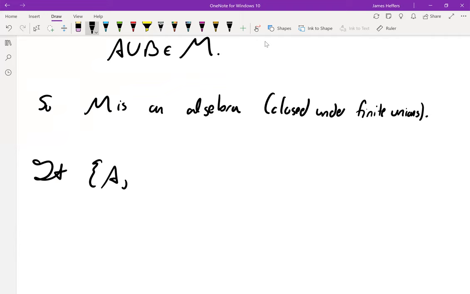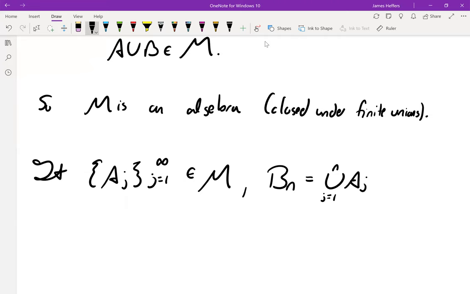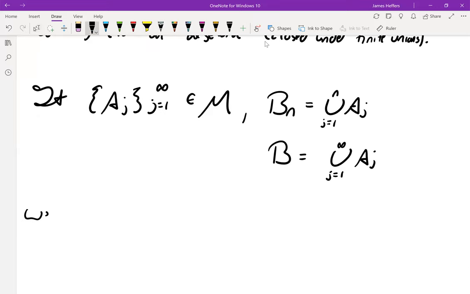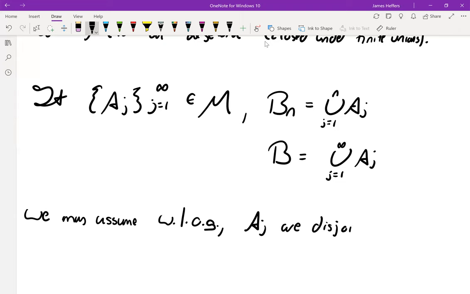So we will let some countable collection A_j be in M. And we're going to define some new sets. We're going to let B sub N be the union up to N, so a finite union of them. And we're going to just let B, without any subscript, be the full infinite union. And we may assume, without loss of generality, that the A_j are disjoint. Now recall, back to our sigma algebra lesson, the second lesson, we showed that we can always let these be disjoint. So if you need to remember why that is, just recall that lesson, or pull it up if you forgot. We're allowed to assume they're disjoint.